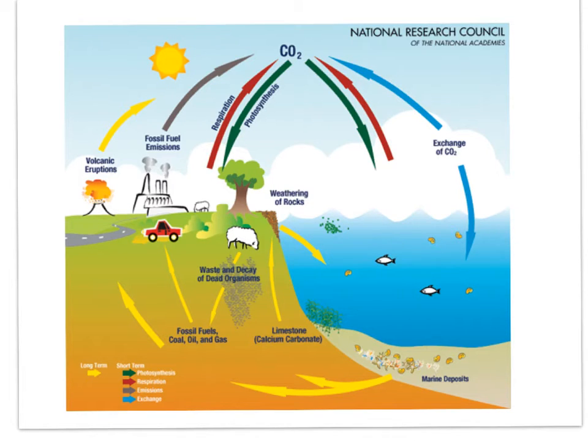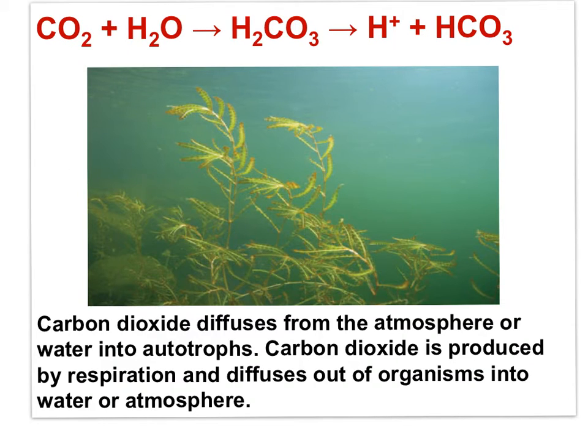Now, carbon, in the form of calcium carbonate shells of mollusks and corals, will be deposited on the floor of aquatic systems, ocean or lake, and the calcium carbonate will be buried, pressed, and heated to become limestone. Autotrophs on land pick up carbon dioxide from the atmosphere. Autotrophs in the water pick up CO2 from the water in the form of carbon dioxide or hydrogen carbonate. Carbon dioxide produced by respiration diffuses out of organisms into the water and back into the atmosphere.